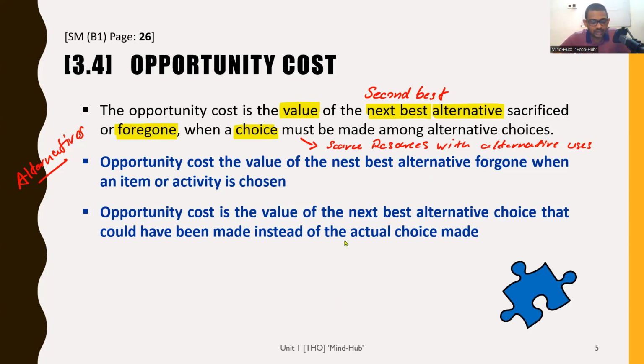Brilliant. So the next two points, which are alternative ways to say the same thing that is said in the first point. Is that clear? Now we know what keywords we should use when we define or give an introduction to the definition. Let's call it the first part of the definition of opportunity cost.